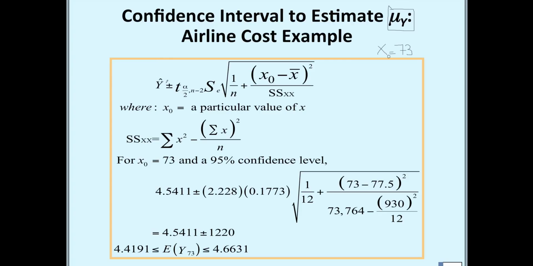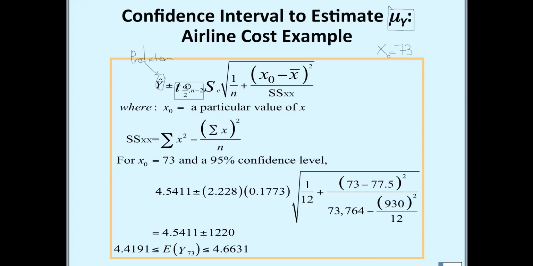So to build up a confidence interval, you have your prediction for 73. I think in the previous slide I showed you that we predict that on average for 73 we expect that $4,541.01 will be spent. So that's the average, plus minus t alpha over 2 and n minus 2.